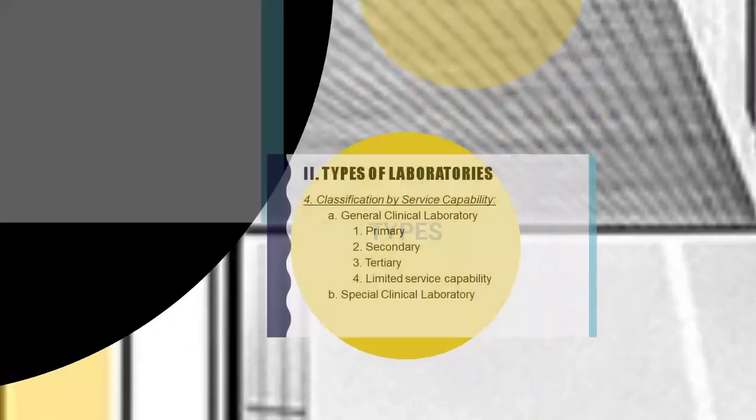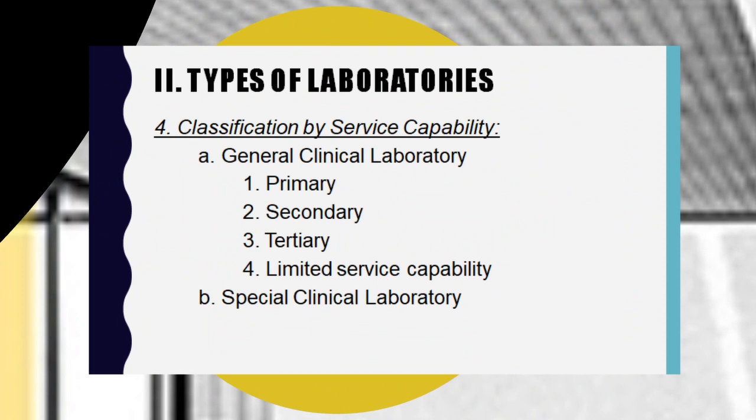And the last classification is by service capability. They can be general clinical laboratory or special clinical laboratory. The general clinical laboratory is subclassified based on their service capability. Primary laboratory can perform CBC or complete blood count and qualitative platelet count. Also, routine urinalysis and fecalysis.